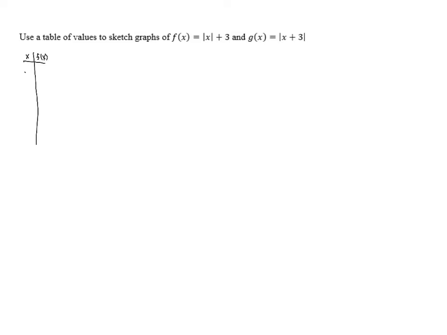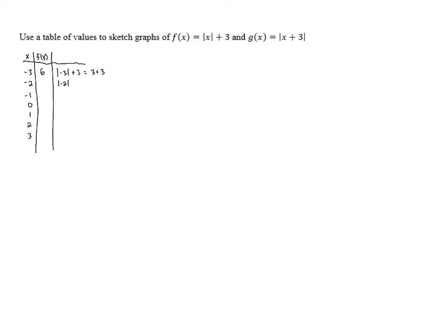I'm going to pick a few values: -3, -2, -1, 0, 1, 2, and 3. And I am going to evaluate f for each of those. Let's start with -3. Let's make a little bit of room to do the calculations. We've got the absolute value of -3 plus 3. The absolute value of -3 is positive 3. So we've got 3 plus 3, which gives us 6.